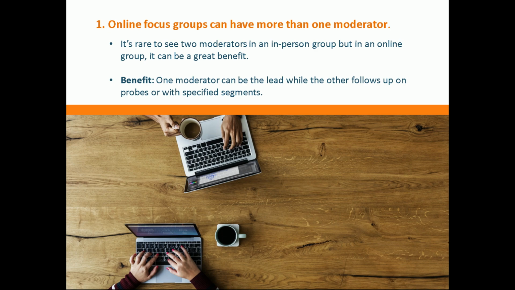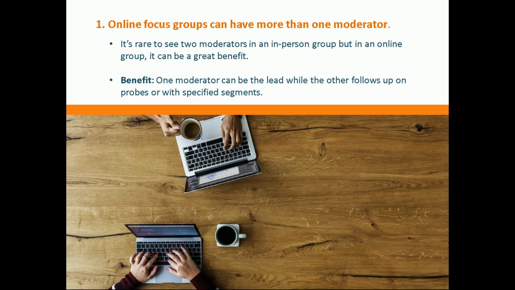And this can be really great in an online focus group when you have a lot of activity, because you can have a primary moderator who's really driving the conversation, who's really responsible for making sure that the objectives are being met. But you can have a secondary moderator who can follow up on select probes or specific subgroups.